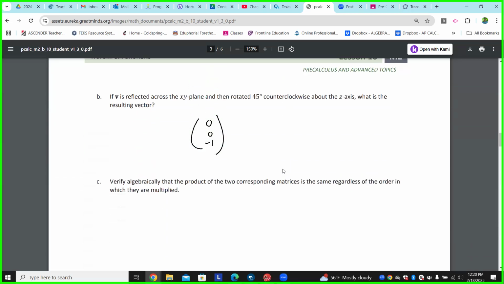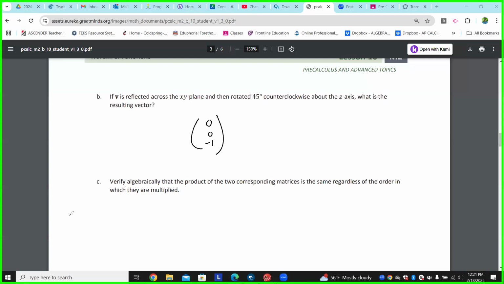Okay, so let's look at B this time. B says, what if I was at that 0, 0, 1, and then I reflected the XY plane first, where would I be? 0, 0, -1, and then rotated around the x-axis, where would I be? I would still be in the same spot because regardless of where I'm on the XZ axis, I still haven't moved. So I can see that I get the same answer. So let's verify algebraically that the two products of the corresponding matrices are the same regardless of the order in which they are multiplied. So here we go, producing our 3 by 3 matrix.